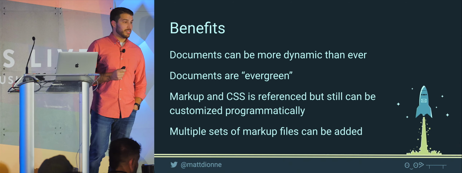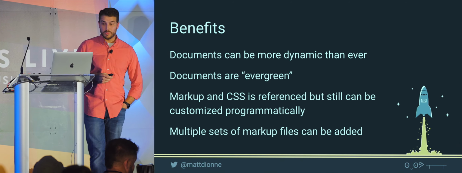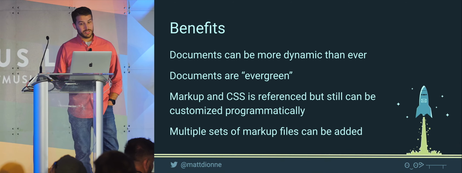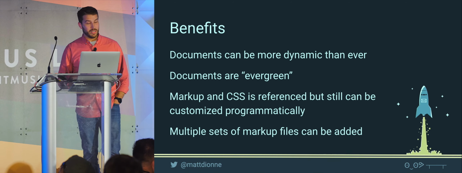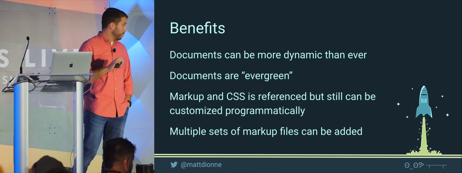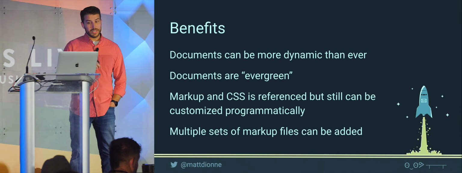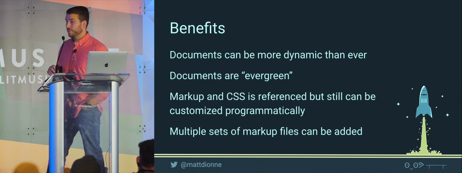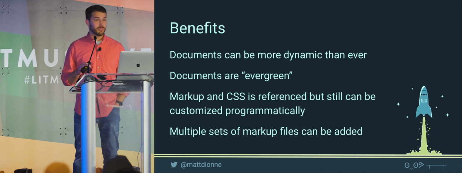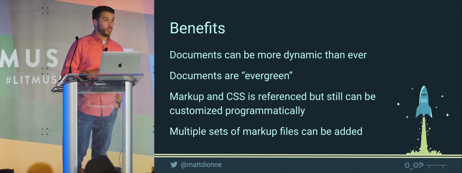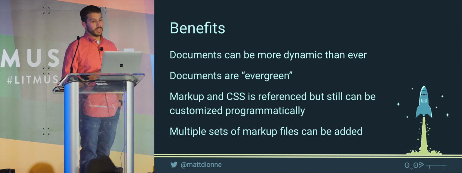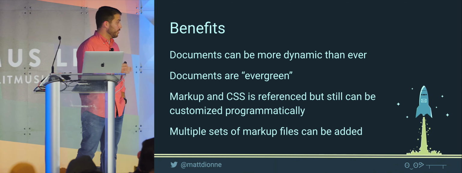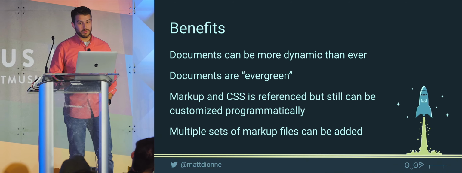Another benefit is that these documents are evergreen. Because they're JSON and the output is actually separated from them, when email clients change, which they do a bunch, we can just change out the markup within the template and the document doesn't have to change at all. It doesn't even care what the markup is that's being rendered. You can just replace all of that stuff on the fly.